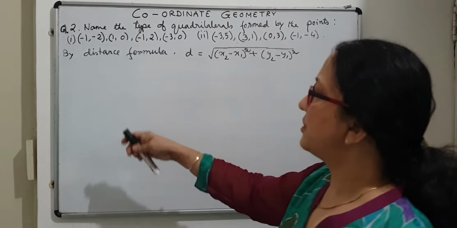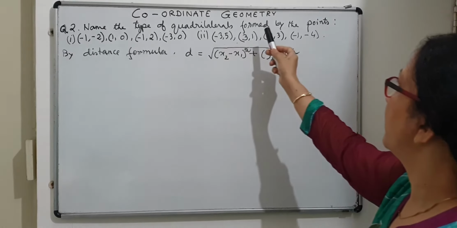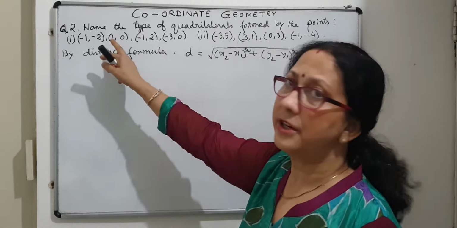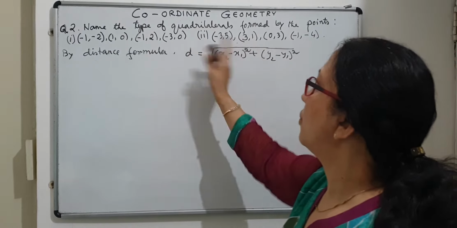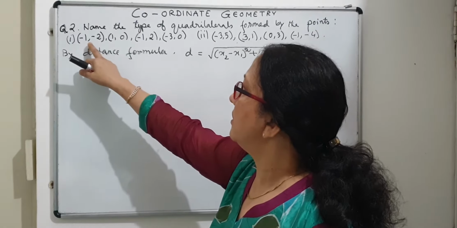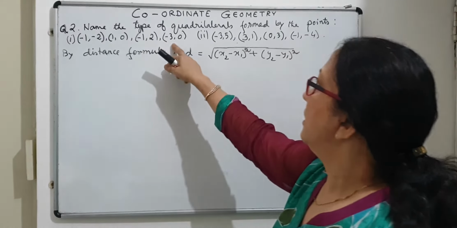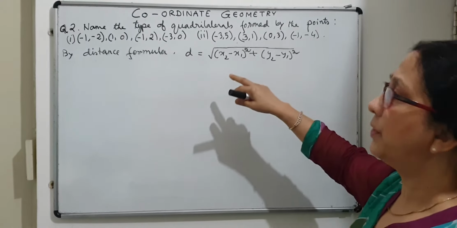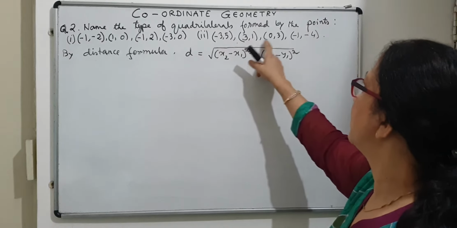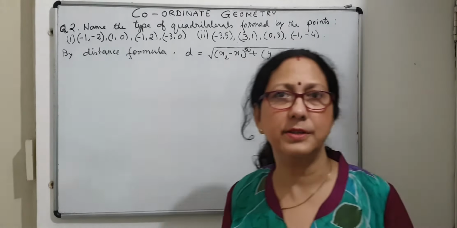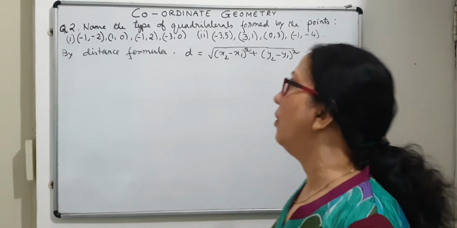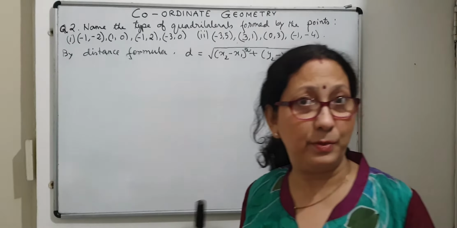Okay, now what's the question? You see, name the type of quadrilaterals formed by the points. I have taken two parts, so two questions. In the first question, these are the four points given as vertices of the quadrilateral, and in the second part, these are the points and the vertices of the quadrilateral. So you have to determine what type of quadrilateral it will be.